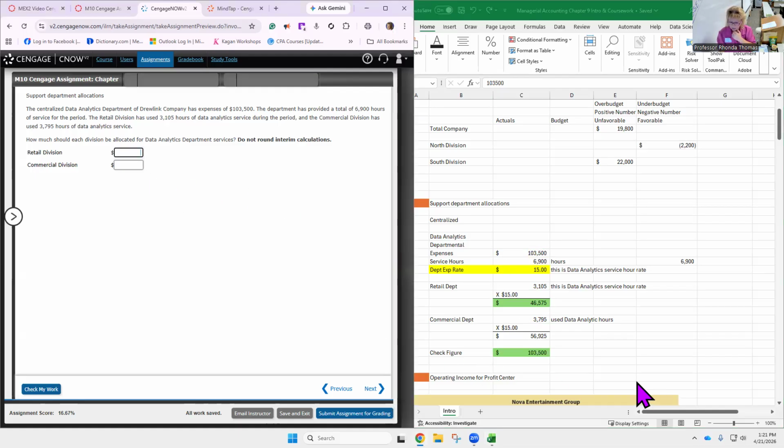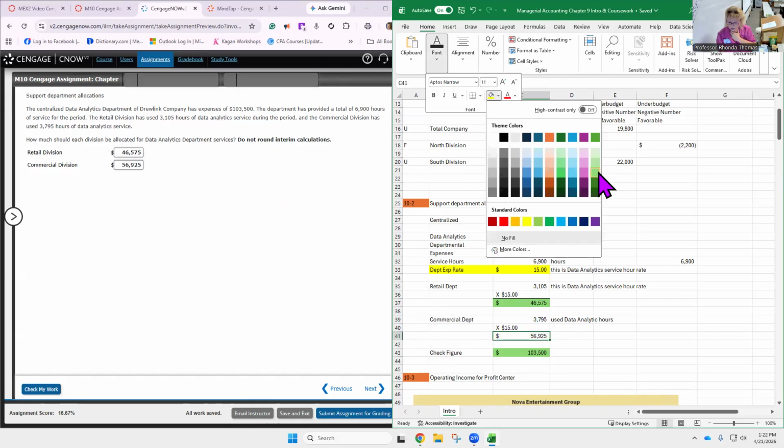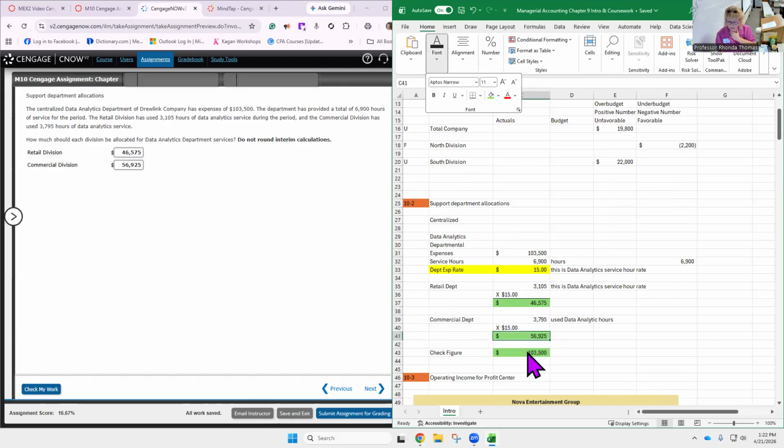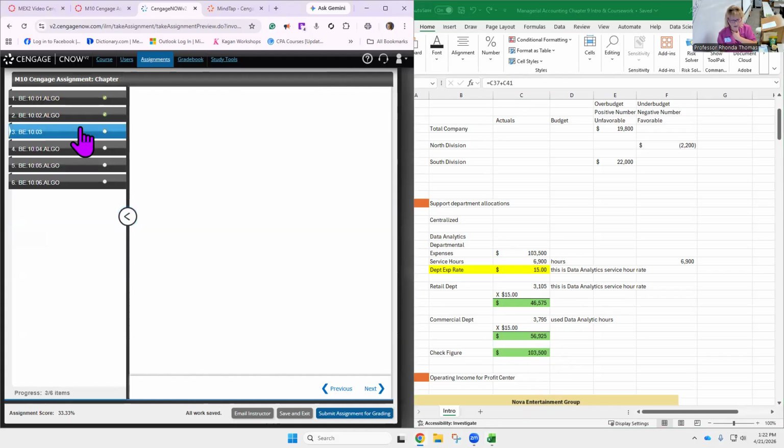All right, so 46,575 and 56,925. Now, I accidentally did not include this one as the green. When you're finished, just to make sure you did fine, go back and add the two amounts together that you plan on putting to each division. So that should add up to the amount we're trying to spread out, right? And is it right? Yes. Okay, it is right.